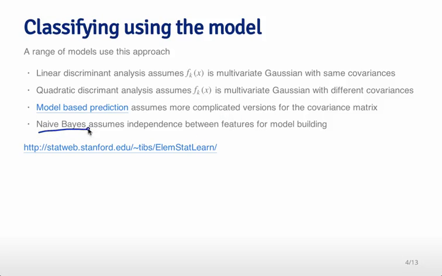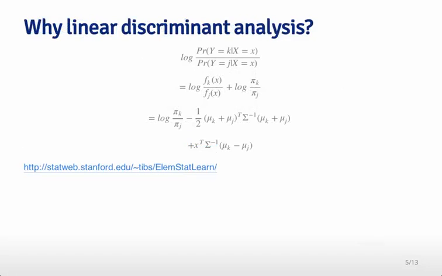And naive Bayes classifiers, which we'll talk about a little bit more in this lecture, basically assume independence between the features. So in other words, assume independence between our predictor variables for the model building process. This may not be true. We may not believe that the features or the predictors are independent, but it still might be a useful model for prediction purposes. So why is this called linear discriminant analysis?